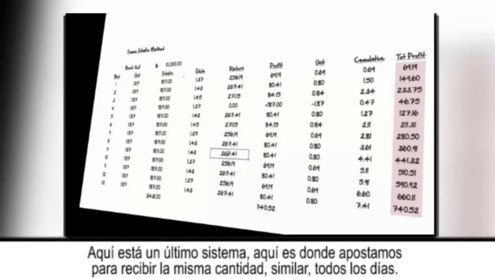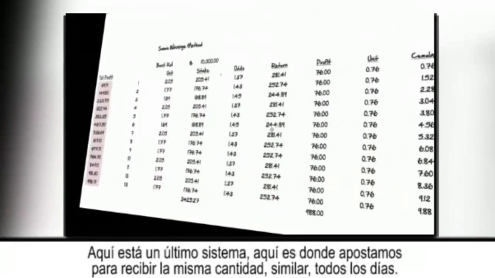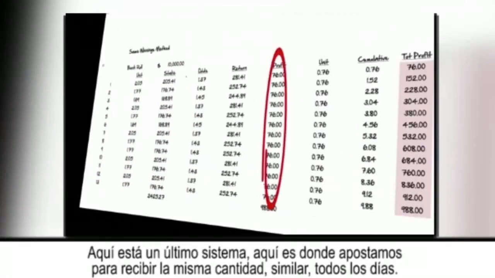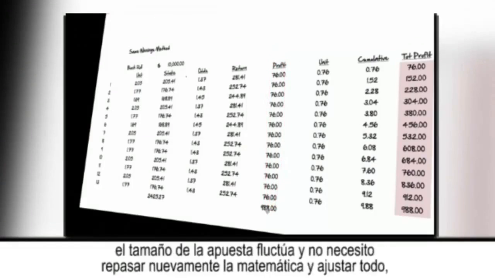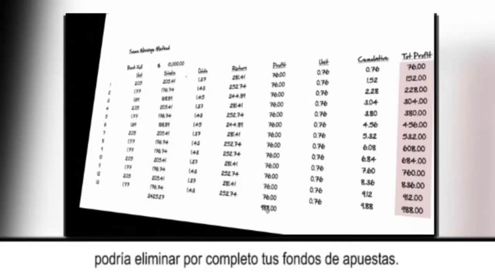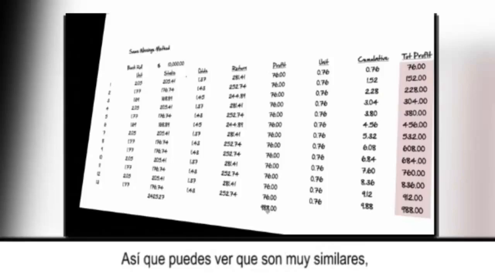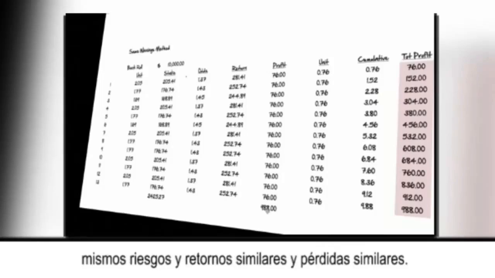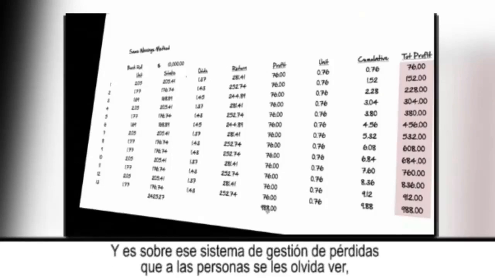This is where we bet to receive a similar amount each day. So every time we place a bet, the bet stake fluctuates, and I don't need to go into the math again and adjust everything, but if you lose, obviously depending on what day you lose and what you've staked, would wipe off your bankrolls. So you can see that they're all pretty similar. Same risks, had similar returns and similar losses. And it's about that loss management that most people forget to look at.